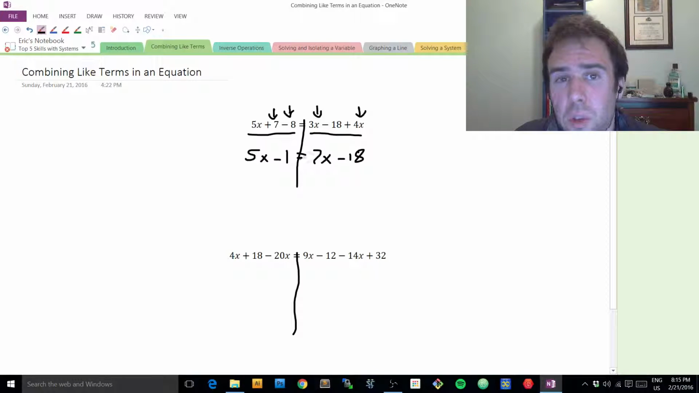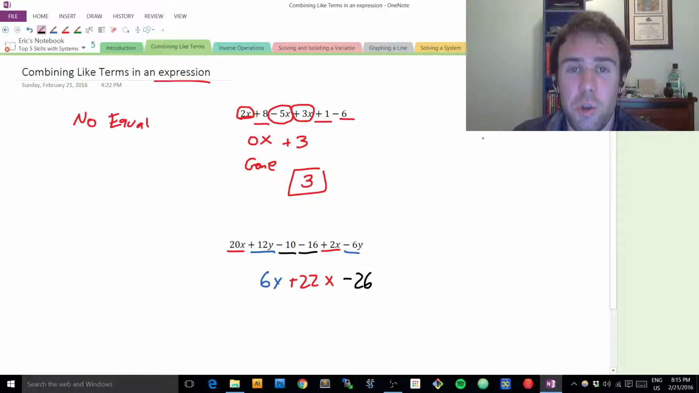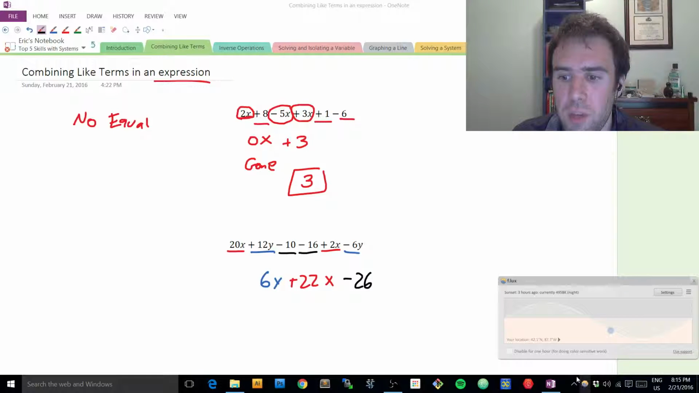So this can be a rather confusing notion. When we're thinking about combining like terms, we're only allowed to work with one side of the equal sign. And when it came to the expression, well, we could just do everything here because there was no equal sign. Everything was the same side.